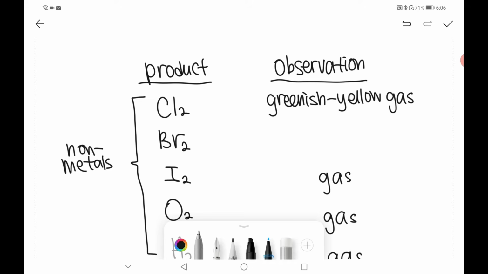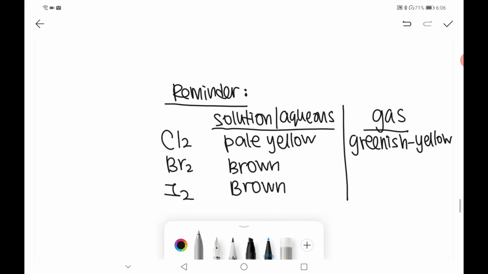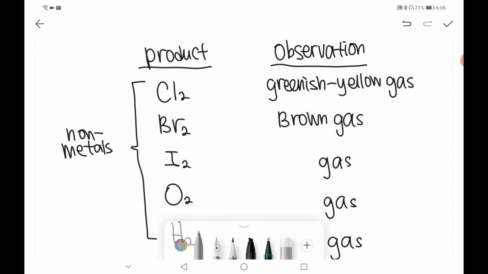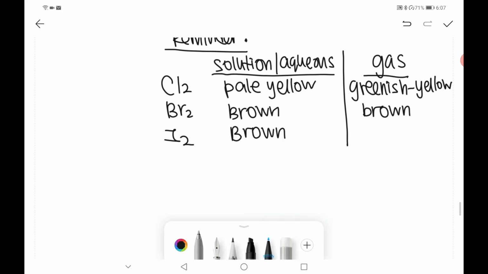Bromine in the gas form is brown color. So it's a brown color gas. Next, iodine. Iodine is a non-metal, so you will see a gas. Iodine in the gas form is purple color. So iodine is a purple gas.